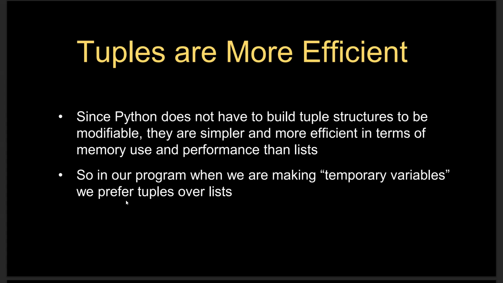So in our program, when we are making temporary variables, we prefer tuples over list. It means whenever you create temporary variables, we always prefer tuples instead of list, because list will take more memory, but tuples will take less memory. So tuples are more efficient than list. That's why we prefer tuples over list for temporary variable creation.